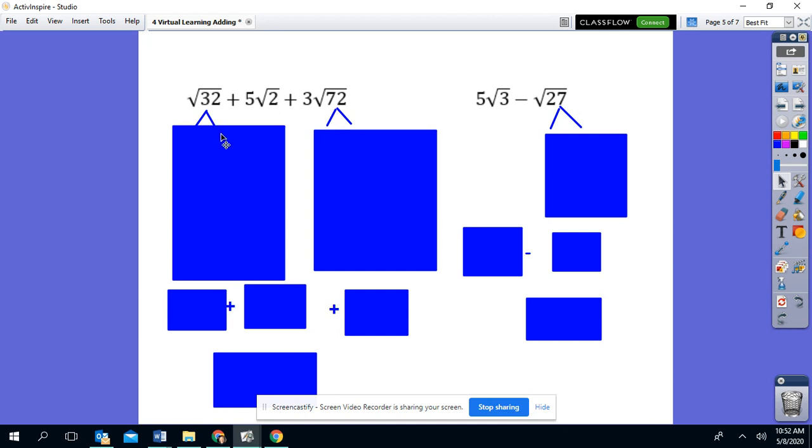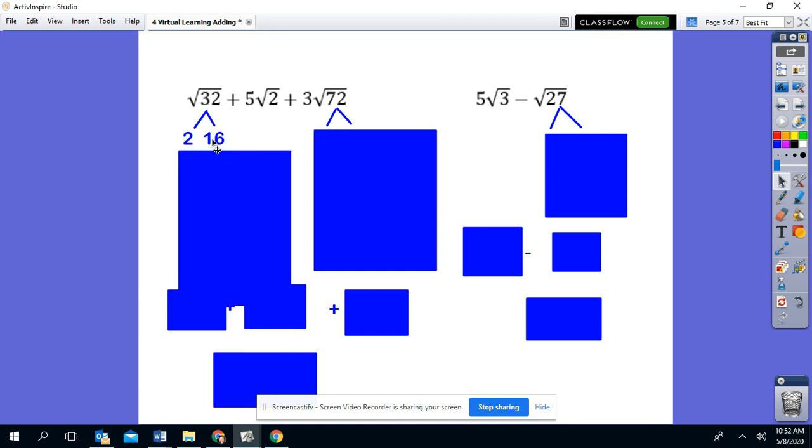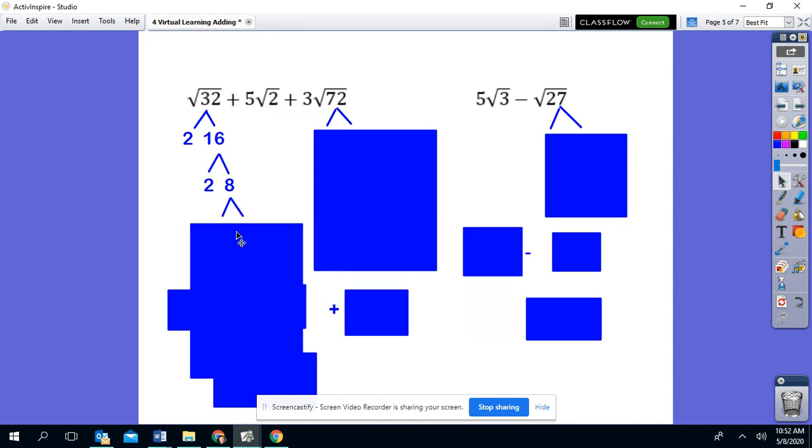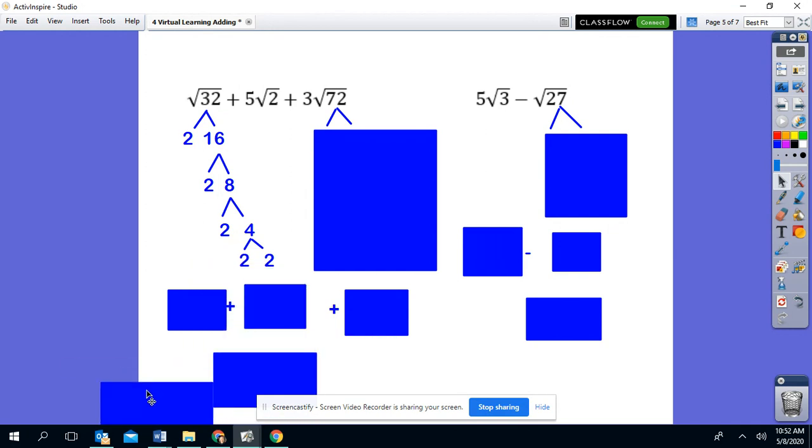So I need to look at 32. Well, 32 breaks down to 2 and 16. 16 breaks down to 2 and 8. And 8 breaks down to 2 and 4, and 4 breaks down to 2 and 2. So now I need to look for my pairs. So I've got a pair of 2's down here. I've got a pair of 2's right here.